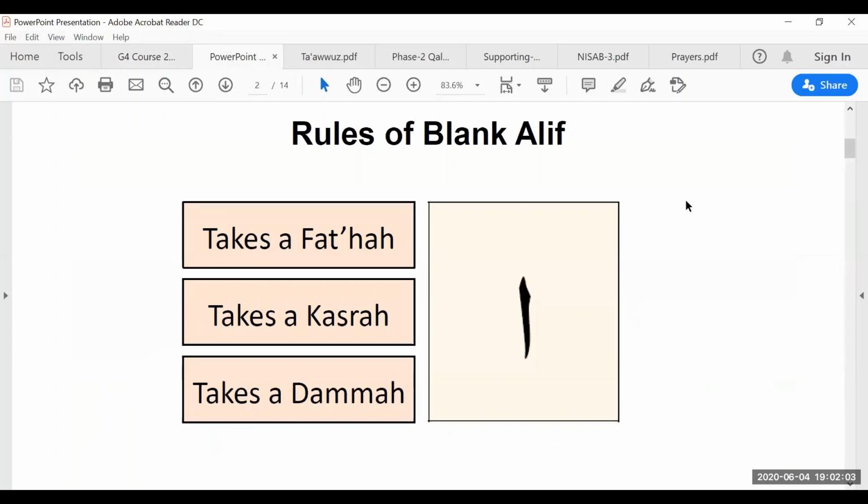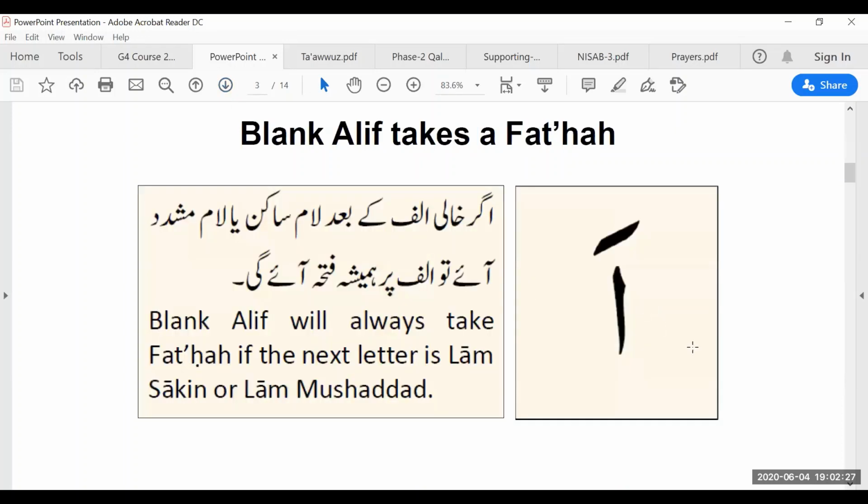So if we were to pause on the first letter and start from the second letter, and the second letter starts with a blank alif, what would happen to the blank alif, or which form would the blank alif take? The blank alif can either take a fatha, kasrah, or dammah, depending on the scenario. So now we are going to look at the different scenarios. So when does the blank alif take a fatha?